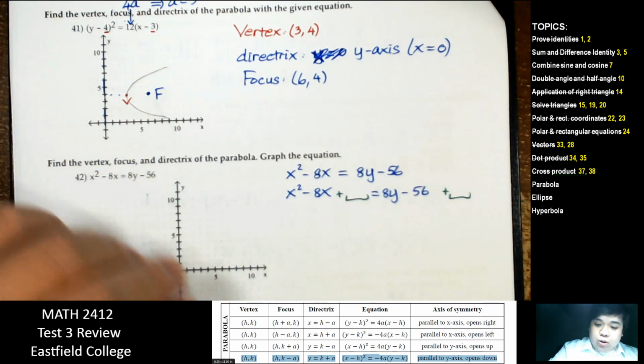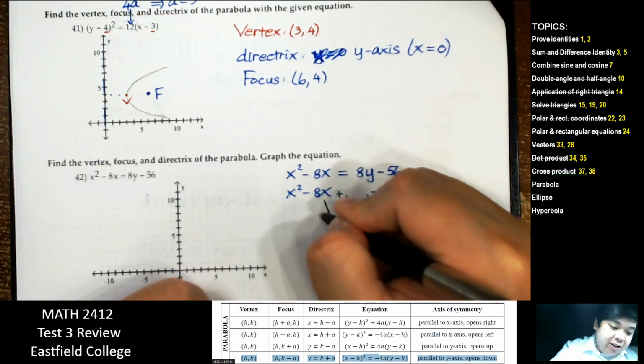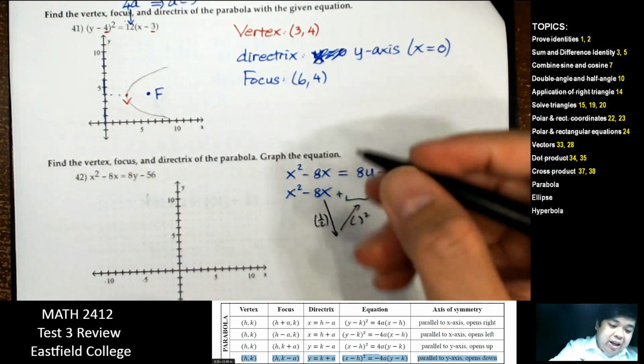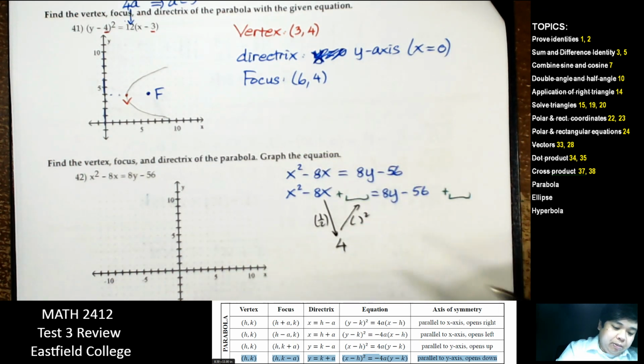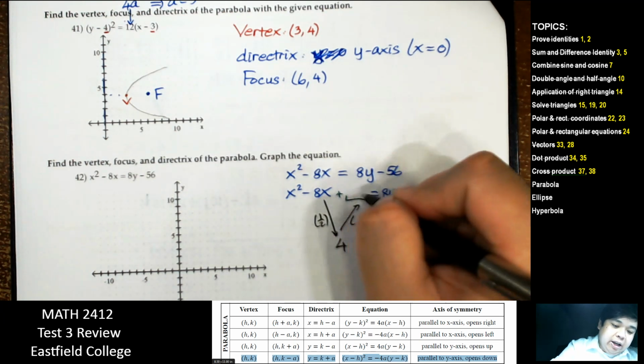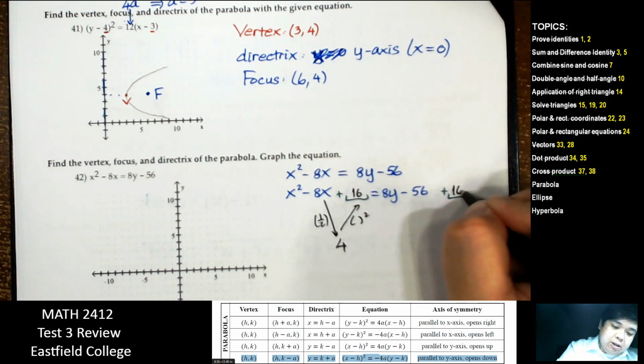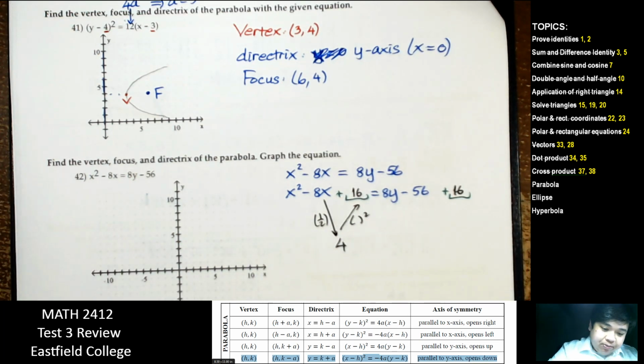And that something is going to be half whatever that is, and then we square. Half of that is 4, and squared will be 16, and we add it on both sides.